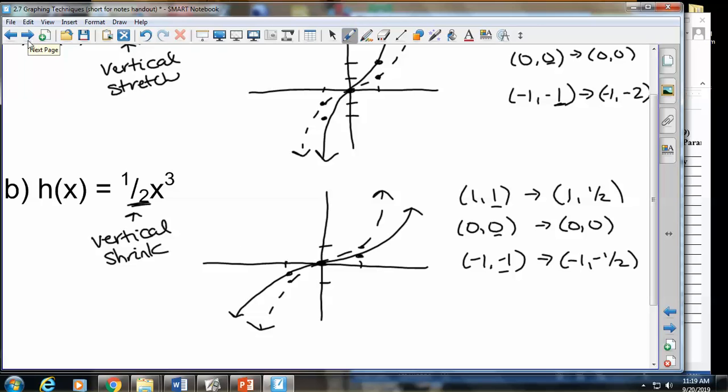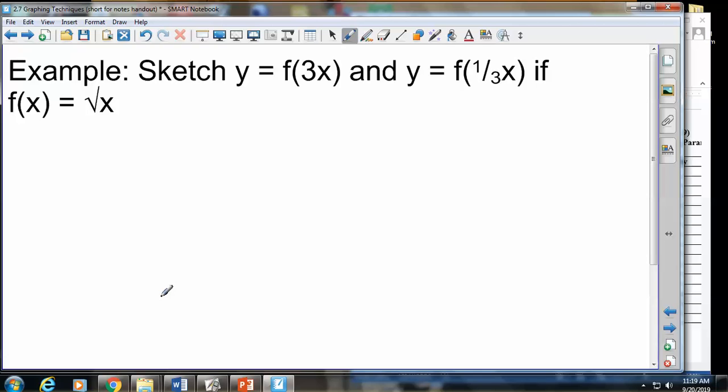Get back to the next one. I want to sketch y equals f of 3x and y equals f of 1/3 x, when f of x is the square root of x. In other words, I'm graphing f of 3x would be when you plug a 3x in for your x. So I'm going to graph the square root of 3x and the square root of 1/3 x. Those are the two things we need to graph.